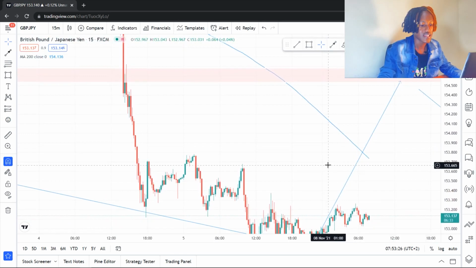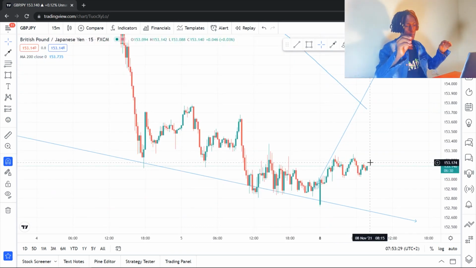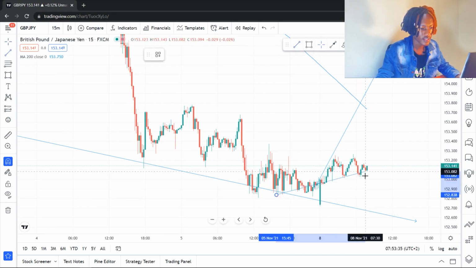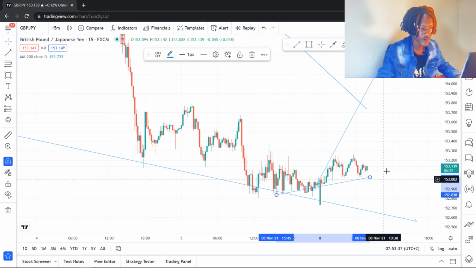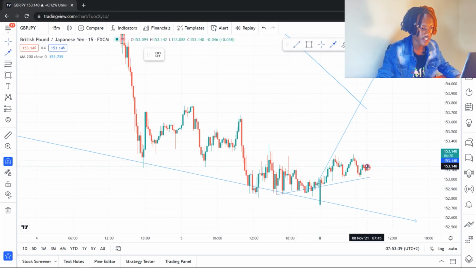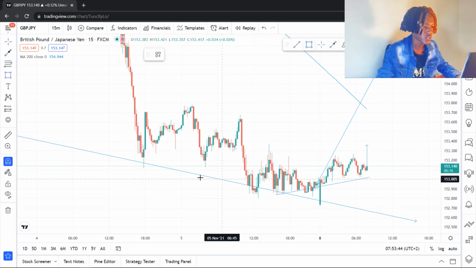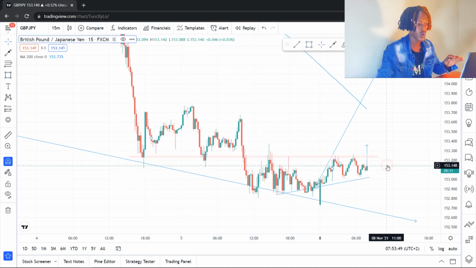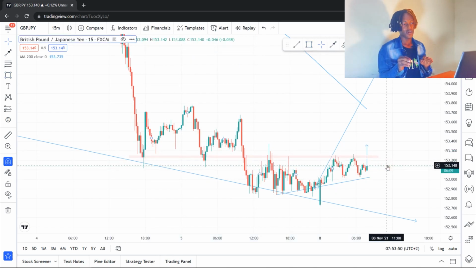Is it still a pullback, or has the trend changed? Currently, just like you guys can see in here, this is still kind of a pullback, so we expect this to keep pushing a little bit up. We have some key levels in here. I'm just trying to make this so easy for you guys to understand the basic concept.